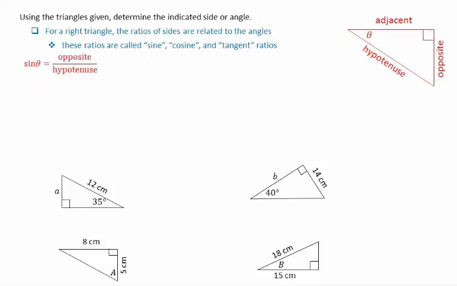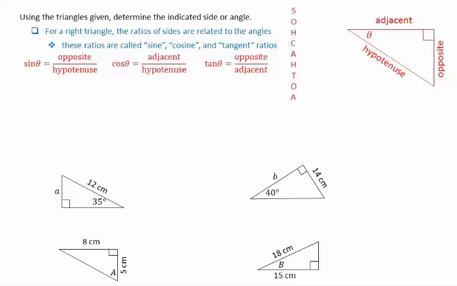The ratios are as follows. Sine of angle theta is equal to the opposite side divided by the hypotenuse. Cosine of angle theta equals the adjacent side divided by the hypotenuse. And tangent of theta is equal to the opposite side divided by the adjacent side.